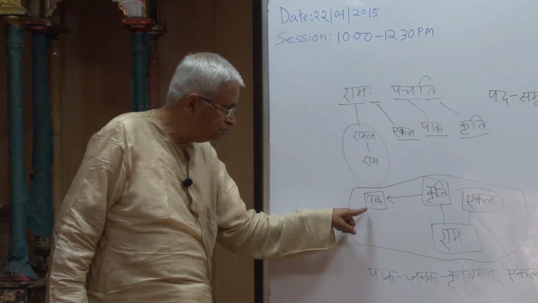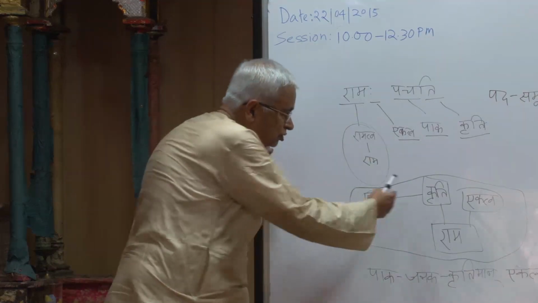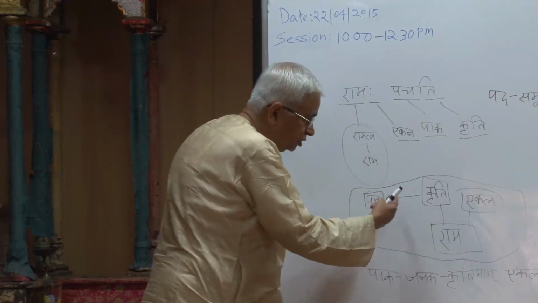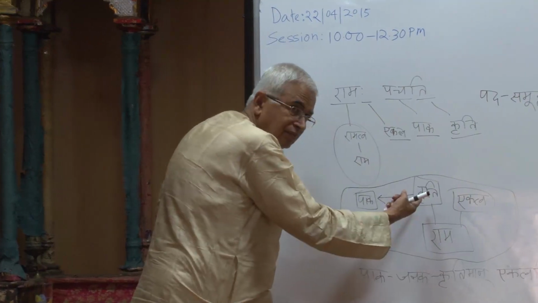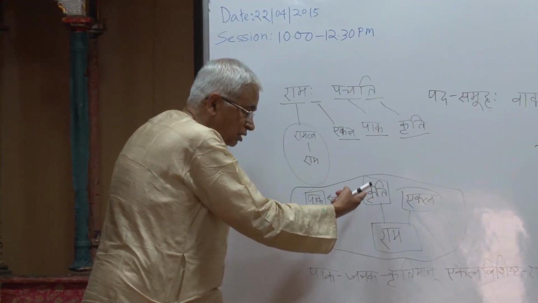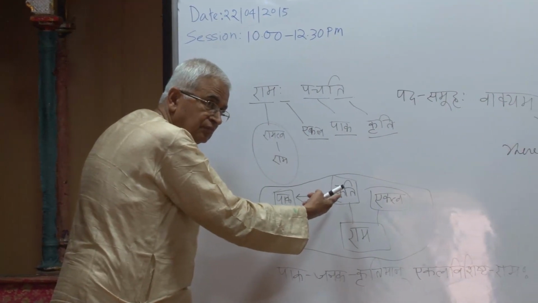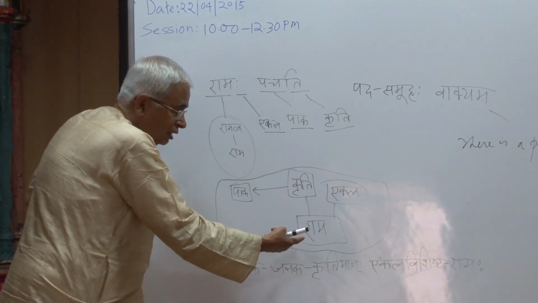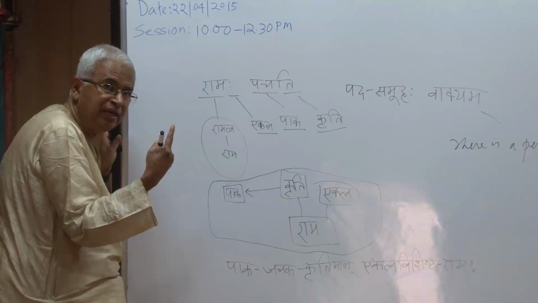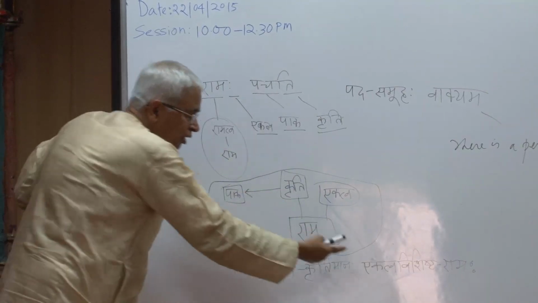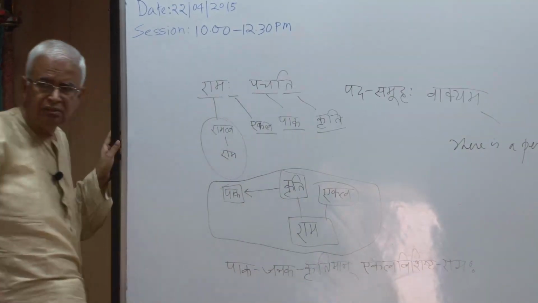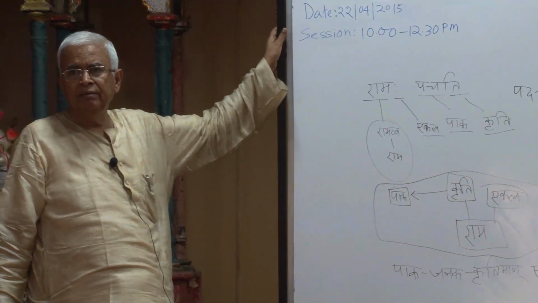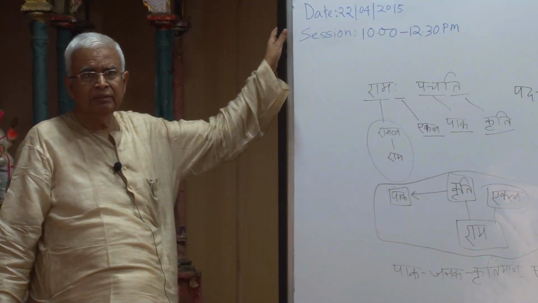So Paka is this Paka, Janaka is this relationship. What is the Janaka of Paka? Kriti. Where is Kriti? In Rama. So Kritiman, Rama. And is Rama one or many? One. So Ekatva Vishishta. Are you getting me?